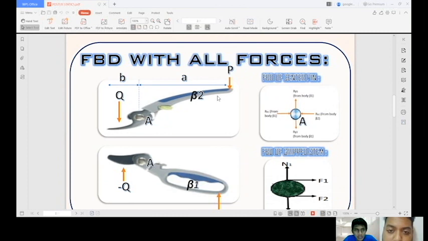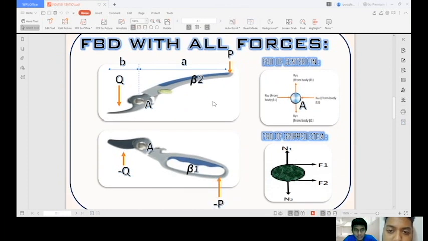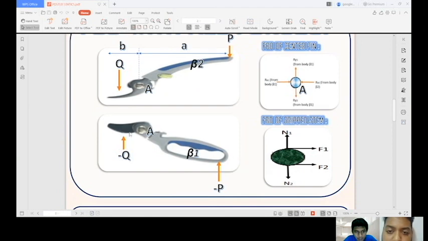Now the free body diagram with all forces of the equipment that we took. The first diagram shows the upper arm and the lower jaw of the cutter. The letter B shows the front size of the cutter, and the distance A shows the arm size of the cutter, and Q and P will be the forces acting on the cutter. Same goes to the lower jaw and the upper arm of the cutter.